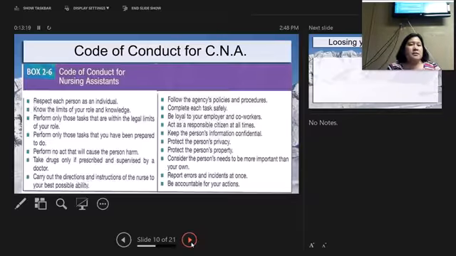Carry out directions and instructions of the nurse to your best possible ability. Follow the agency's policies and procedures. Like I said, in a lot of these videos, you're going to hear according to your facility policy. Complete each task as safely as possible. Be loyal to your employer and coworkers, which we already talked about. Act as a responsible citizen at all times.